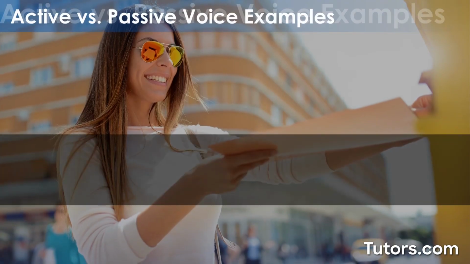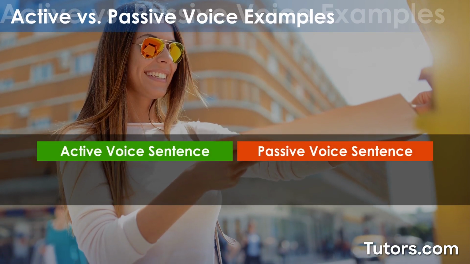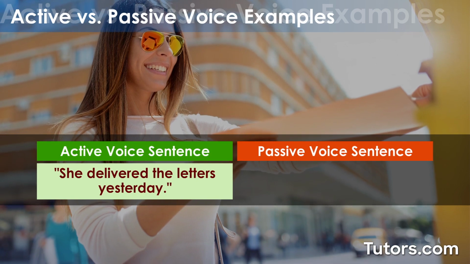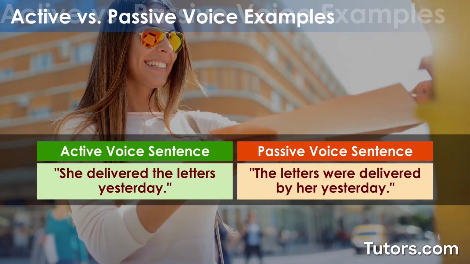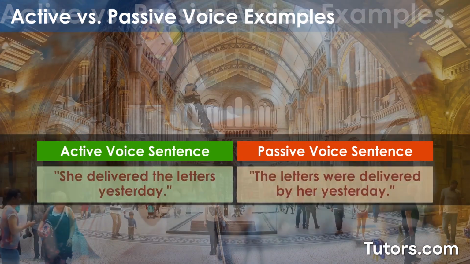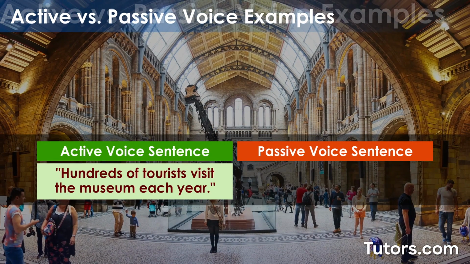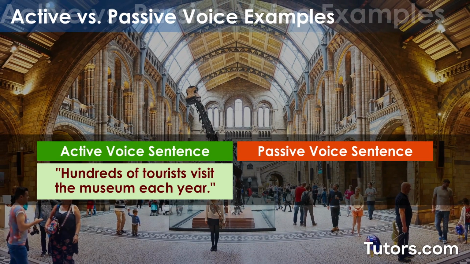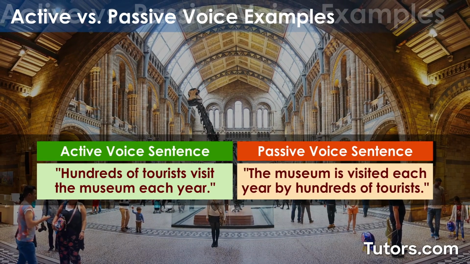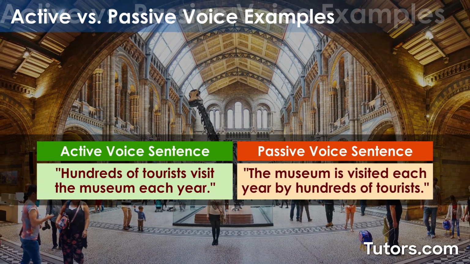These examples are written in both the active and passive voice. "She delivered the letters yesterday" is an active sentence. "The letters were delivered by her yesterday" is a passive sentence. "Hundreds of tourists visit the museum each year" is active. That same sentence in passive voice is, "The museum is visited each year by hundreds of tourists."